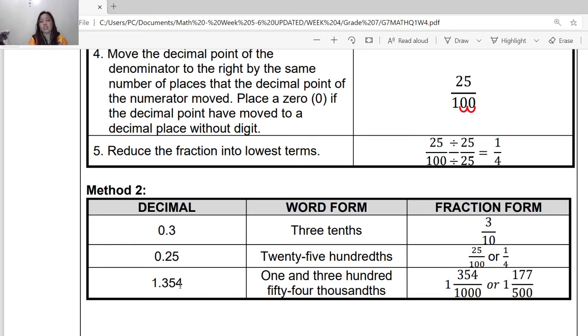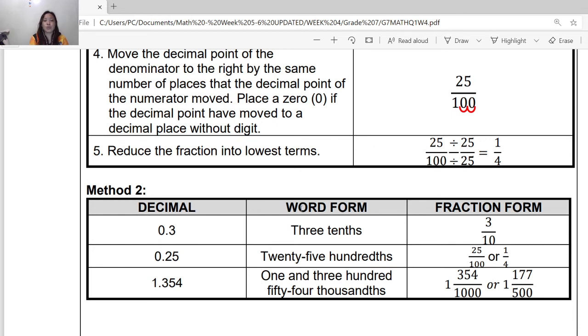1.354. That is 1 and 354 thousandths. So we have 1 and 354 over 1,000. And 354 over 1,000 can still be reduced by dividing by 2, and that is 177 over 500. But the 1, we just rewrite the 1.